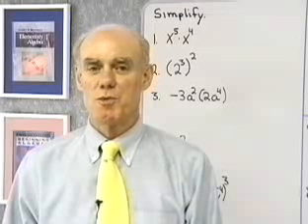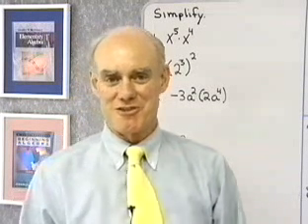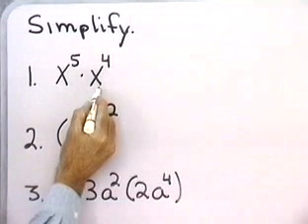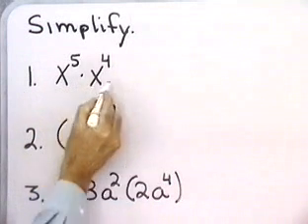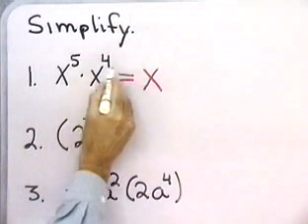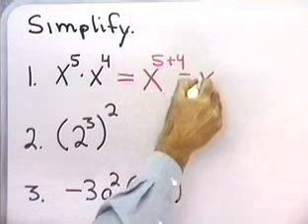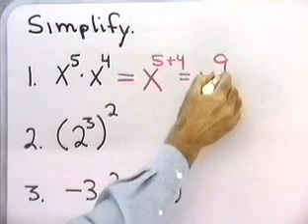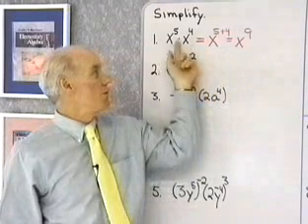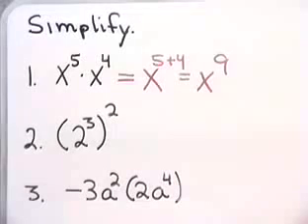In this section, we want to use our properties of exponents to simplify some expressions. Here's our first problem. I have x to the fifth times x to the fourth. It's multiplication with the same base, so I know from my properties of exponents that I need to add exponents, 5 plus 4. And so I have my same base x raised to the ninth power. So that's our first property of exponents that tells us that when we multiply with the same base, we always add exponents.